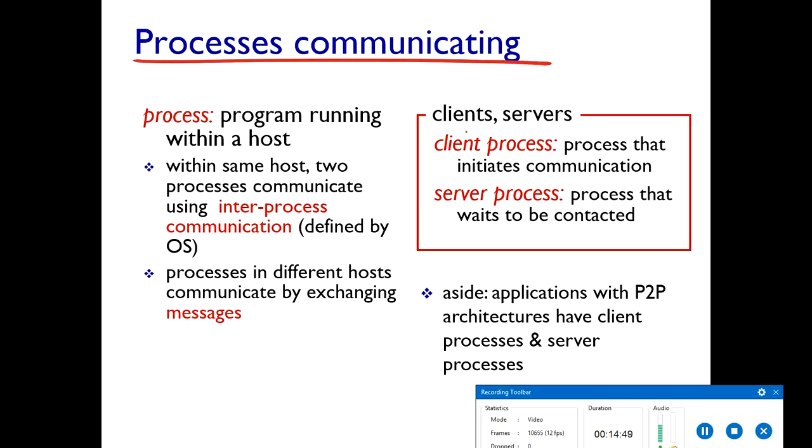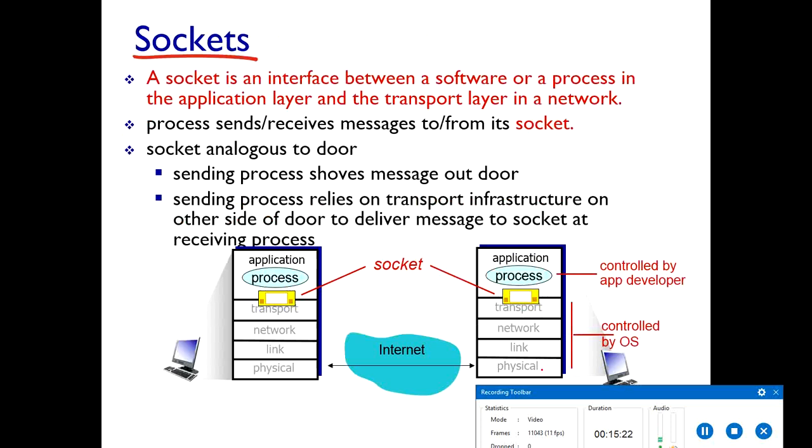Now coming to the client and the server. What is a client process and what is a server process? In case of client server, the client process is a process that will start the communication, whereas the server process is a process that waits to be contacted. Also applications with peer-to-peer architectures have a client process and a server process. So the client process and the server process in peer-to-peer applications are initiated when we want to look for an address or when we want to look for a contact.